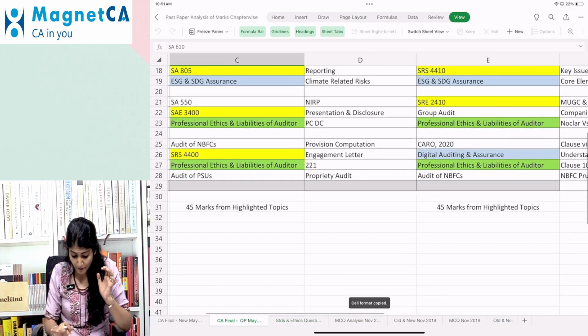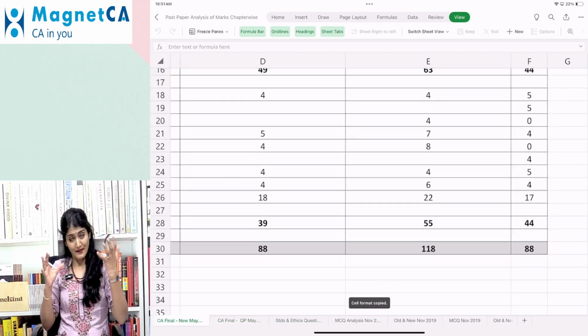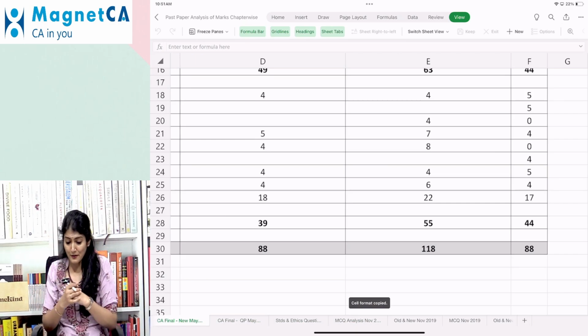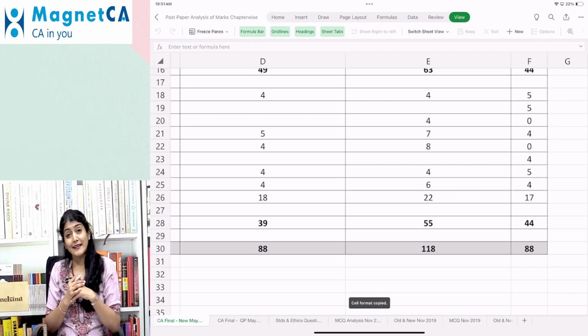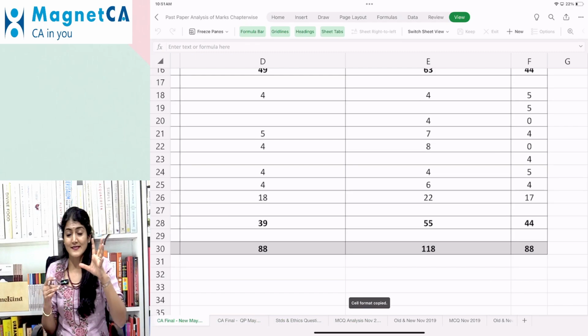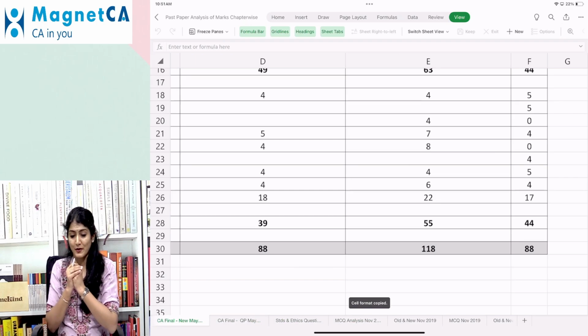What is the total size of your paper? 118 marks, including the options given to you, out of which you have to attempt 100 marks. So out of this, 78 marks have been asked from the standards and the ethics, right? So 46 standards and the 34 clauses of the ethics, the theory and MCQ put together.